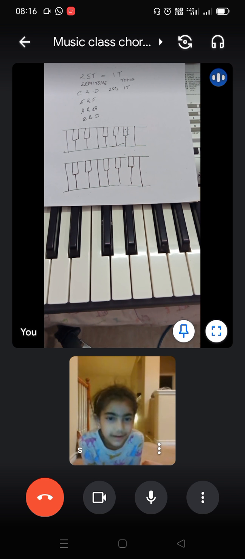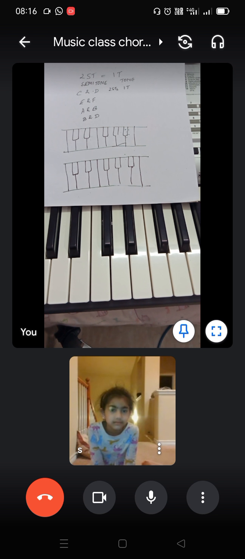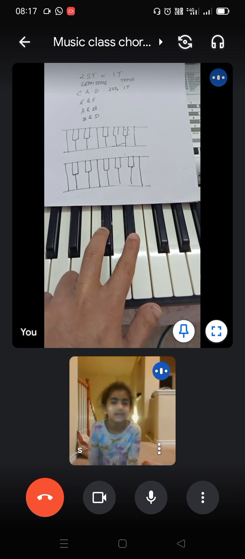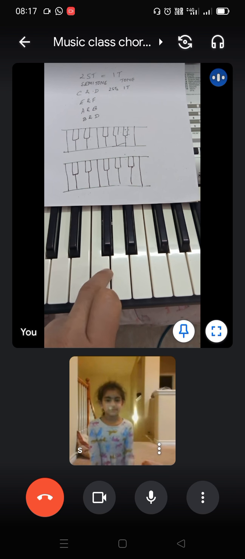Okay, so where is the B? Where is the C note? How do you locate the C note, Meghna? Wherever there are a set of two black keys, right? The white key on the left is the C note, correct? Yeah. So where will the B note be now?